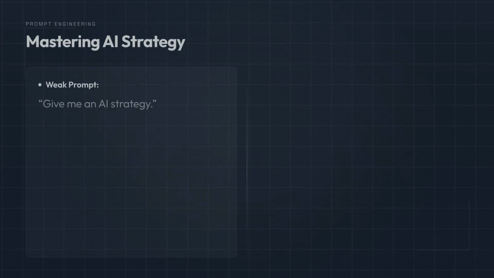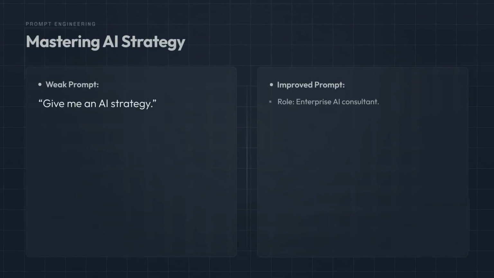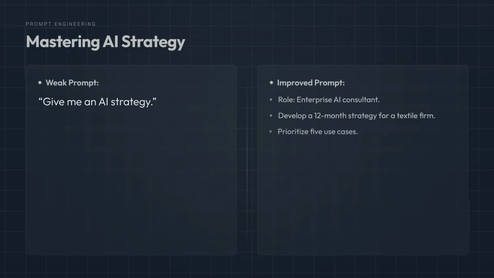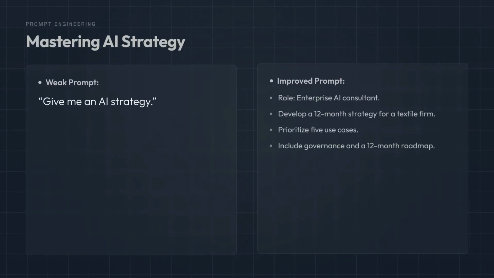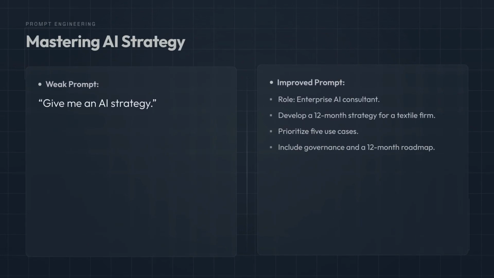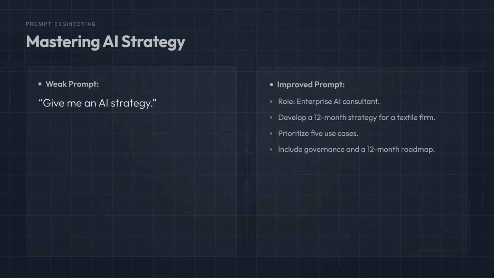For corporate management, high-level strategy requires deep, industry-specific context. Asking for a general strategy produces generic business advice. Specific constraints unlock actual consulting-level insights. An improved management prompt establishes the role. You are an enterprise AI transformation consultant. Develop a 12-month AI implementation strategy for a textile company, prioritizing 5 use cases with governance and pilot projects.